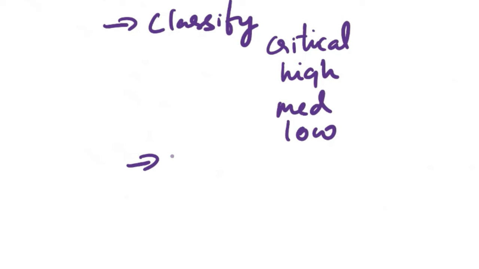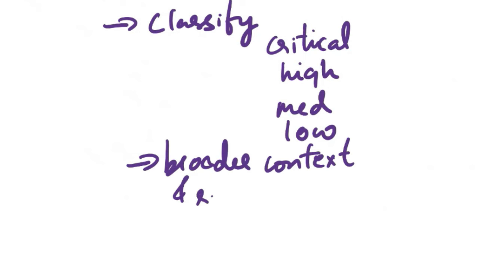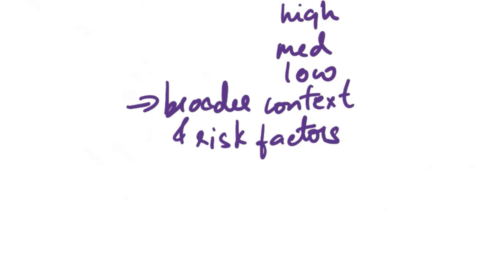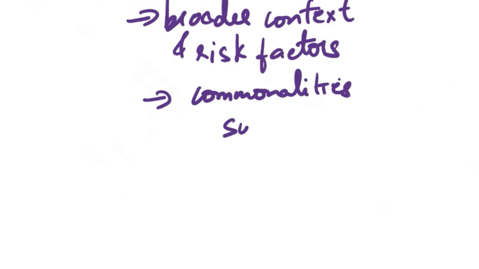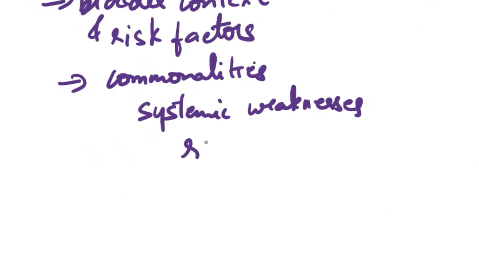You also need to consider the broader context and risk factors that may influence the significance and relevance of these findings. Take into account factors such as industry standards, regulatory requirements, organizational objectives, and the organization's risk appetite when assessing findings. Next, analyze findings to identify trends, patterns, and recurring issues across different areas of the audit. So you look for commonalities, systemic weaknesses, and areas of systemic risk that may require broader attention and remediation efforts.